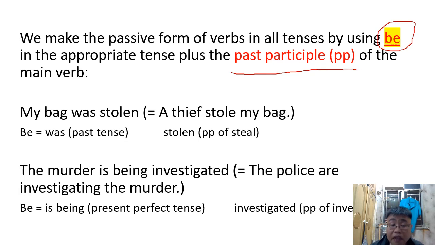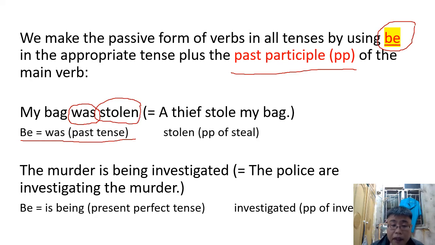Let's look at this sentence. My bag was stolen. And in this case, be is in the form of was, and steal is in the form of stolen.